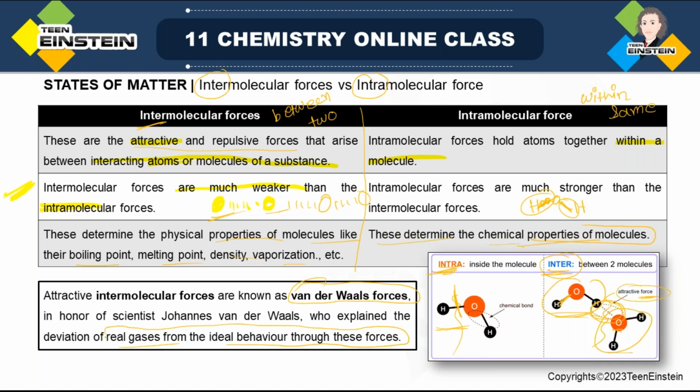We will deal with it later: ideal gas, real gas, because there also you have heard about this scientist's name, van der Waals, and the van der Waals equation for real gases. All those things are there, but right now we will see them under van der Waals forces. There are different types of van der Waals forces, but together we use the term van der Waals forces for attractive intermolecular forces.